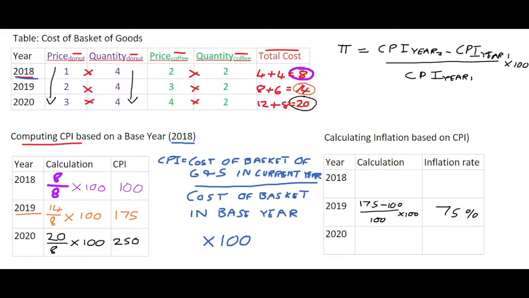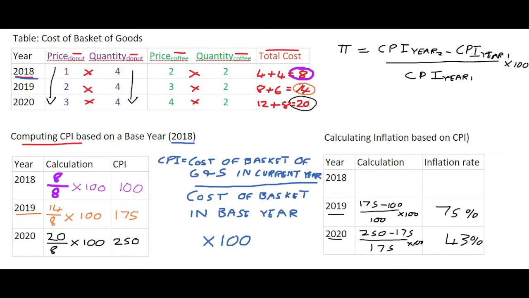We can work this out again, and now year 2 in this case is going to be 2020, and year 1 is going to be 2019. So in 2020, the CPI is 250 minus the CPI in year 1, the previous year, which is 175. So 175, all divided by the CPI in year 1, which is now 175. Don't forget, we have to multiply this then by 100. And when we do this, what we work out on the calculator is that the inflation rate is 43%.